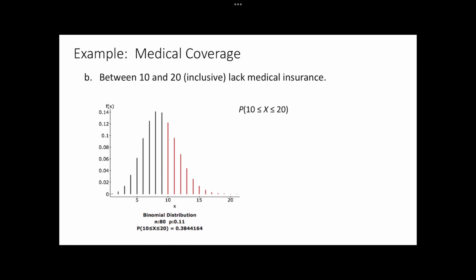If we want between 10 and 20 inclusive, again, we're going to go to the StatCrunch calculator. Make sure that you click on the between option at the top of that little window, and then you're going to put in 10 and 20 with the "or equal to," right? 10 is less than or equal to X is less than or equal to 20, and out spits our answer, 0.384.